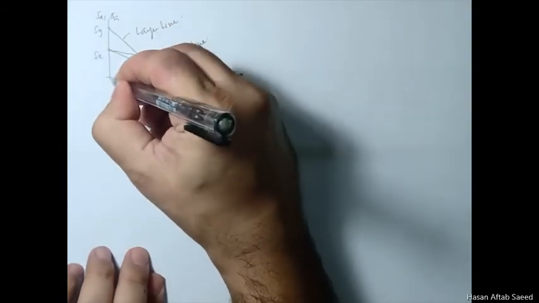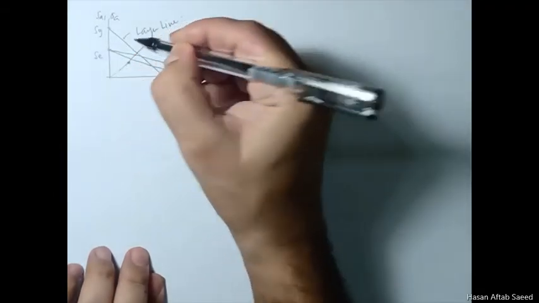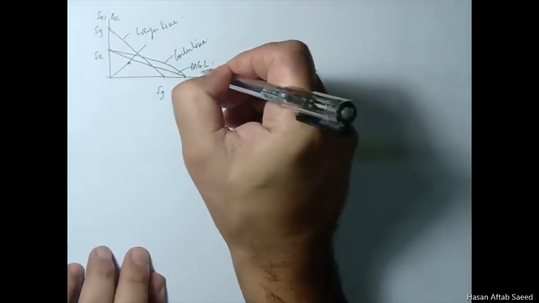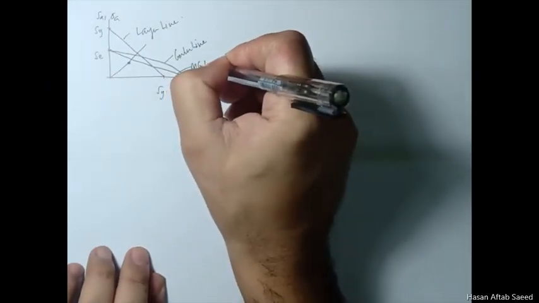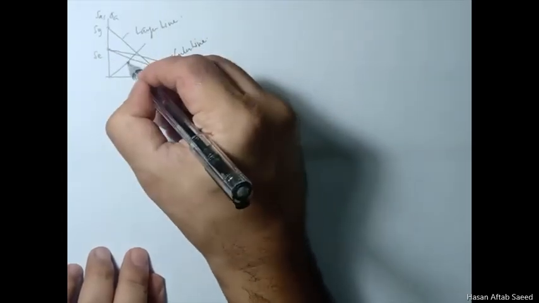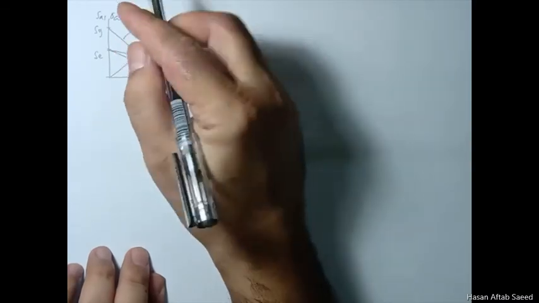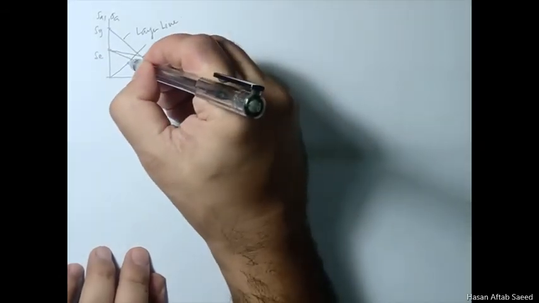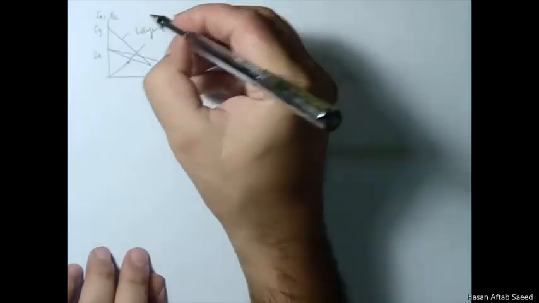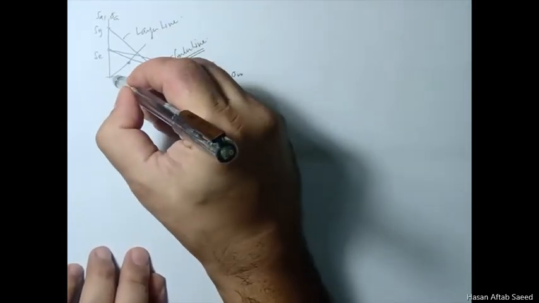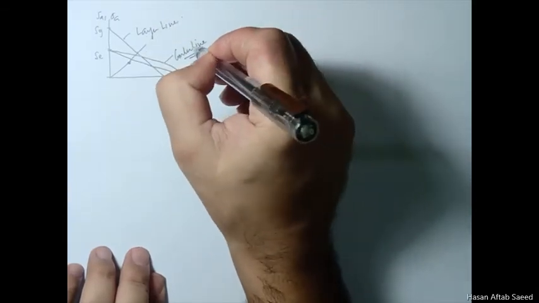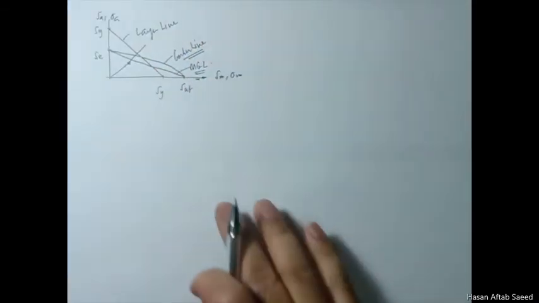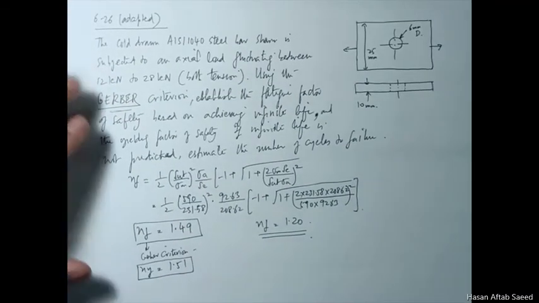plots somewhere around here. So what happens is this: you join it like this, and if, like the last problem, you see the modified Goodman line, then the factor of safety is 1.2, and then the factor of safety with respect to yielding is 1.51. So there's a fair margin here. But now because we're considering the Gerber line, this same point plots here. So the factor of safety with respect to fatigue for the Gerber line, this is a bigger one. We just saw, instead of 1.2 it's 1.49.